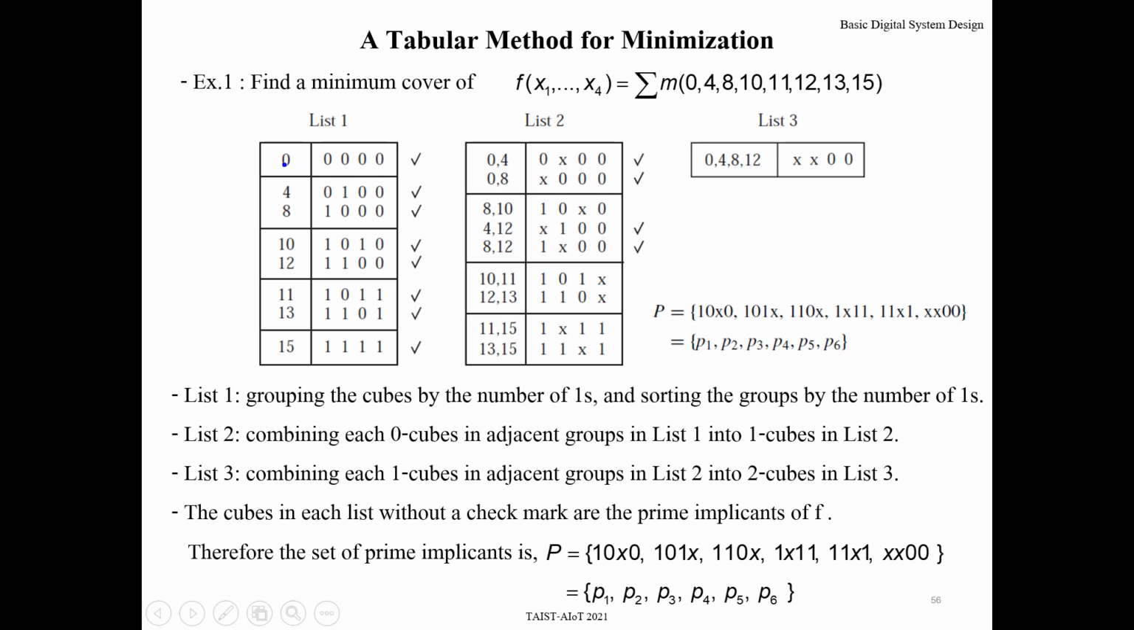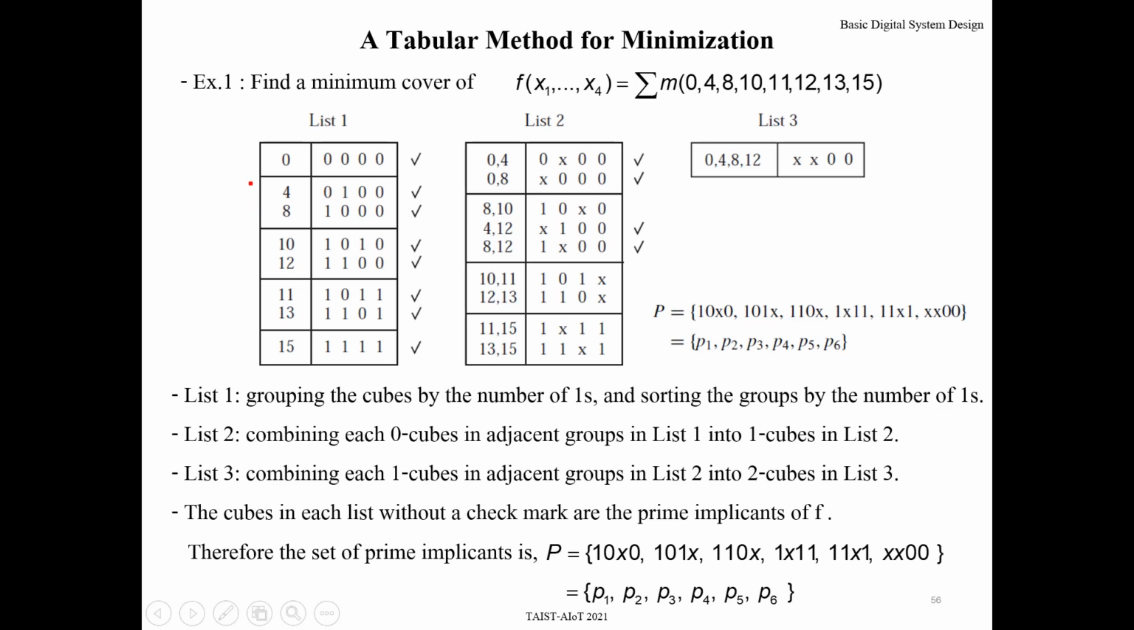For example, when you compare minterm 0 to minterm 4, different by one bit. That means you can combine this minterm and this minterm together. So it becomes 0, 0, 0, the same part. It's different, 0 and 1 here, so you write 0x 0, 0. Okay, and when you compare 0 to 8, this one also differs by one bit, so you can write x 0, 0.